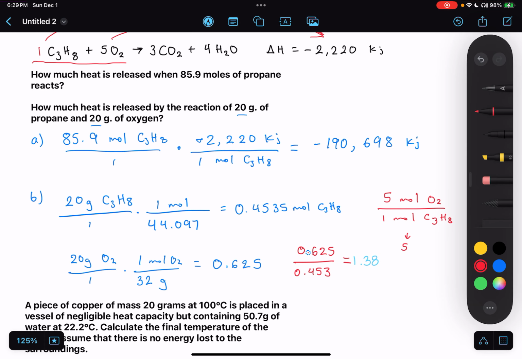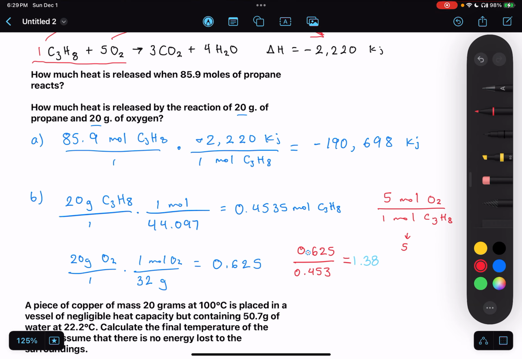Yes, it's 1.38, so it's not 5. The limiting reactant here is oxygen, because there's less oxygen than there's supposed to be. If we had enough oxygen, it would be a number closer to 5. So here we are only going to worry about oxygen.